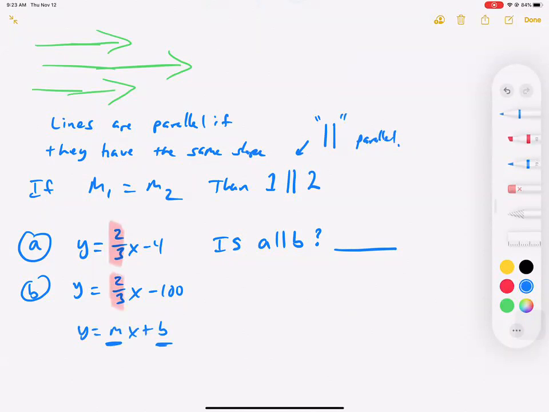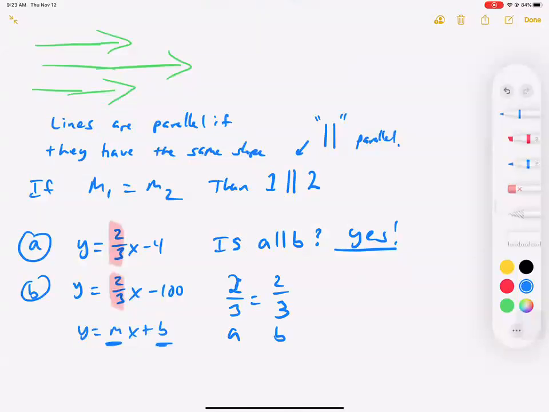Well, is the slope in A and B equal? 2/3 in one graph is equal to 2/3 in the other. Yeah, they're parallel. Answer is yes. That's the only condition we need for something to be parallel. Let's check a different way.